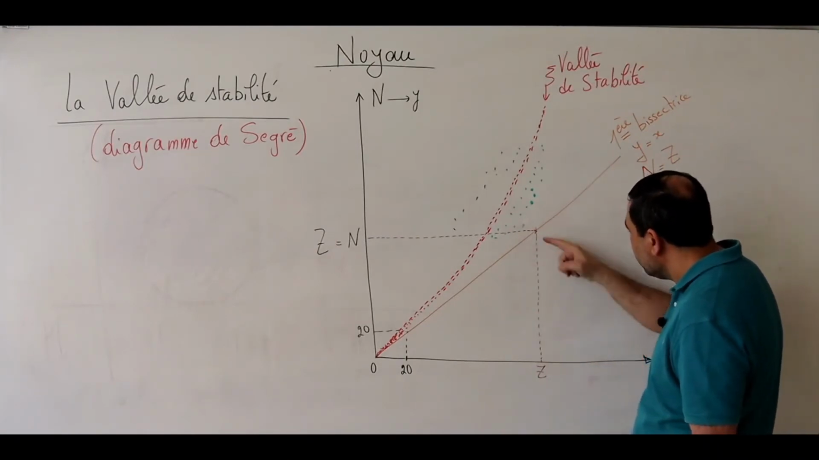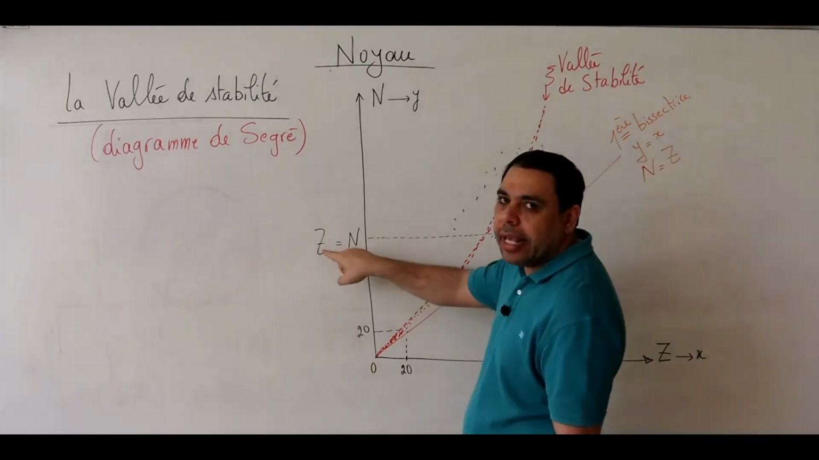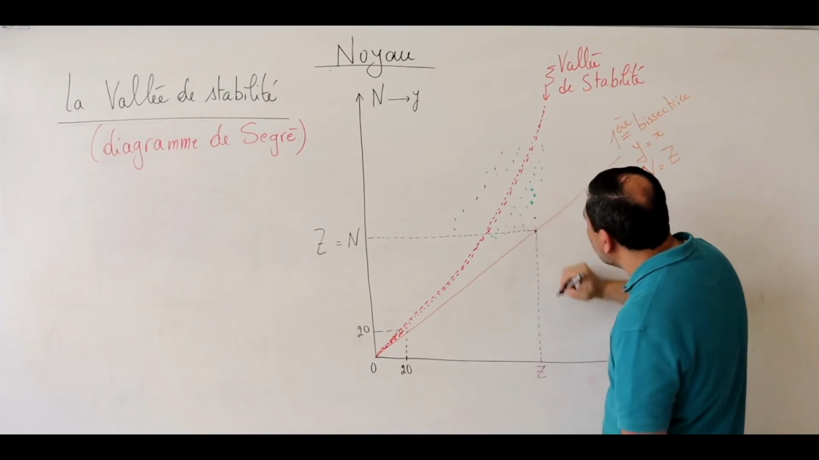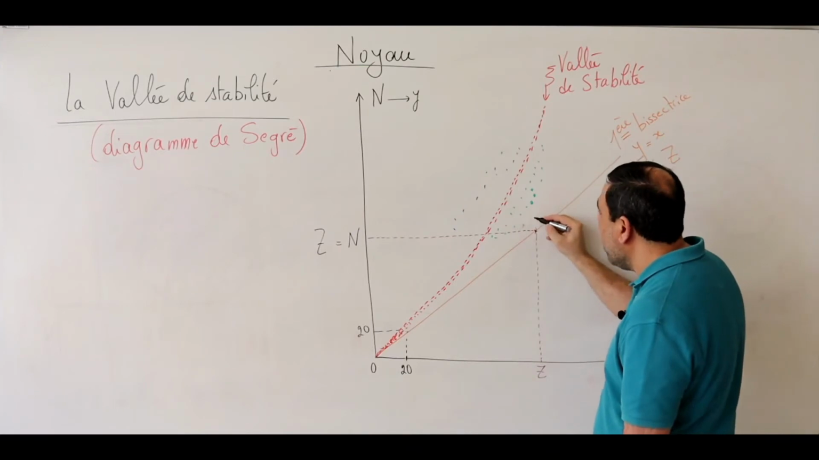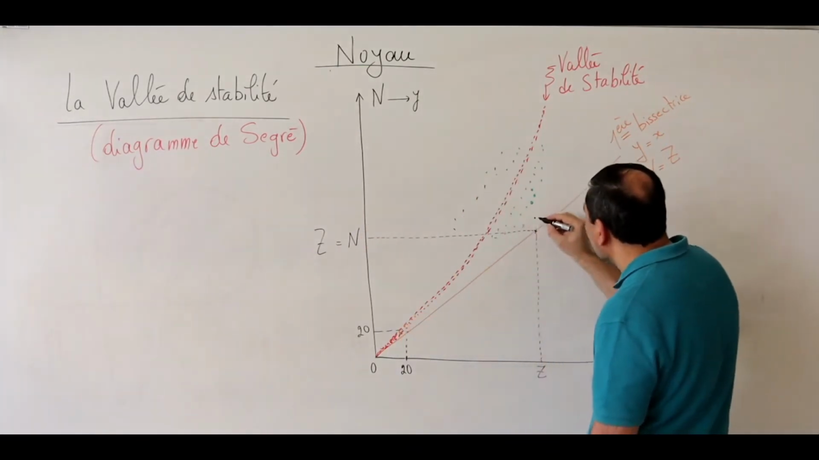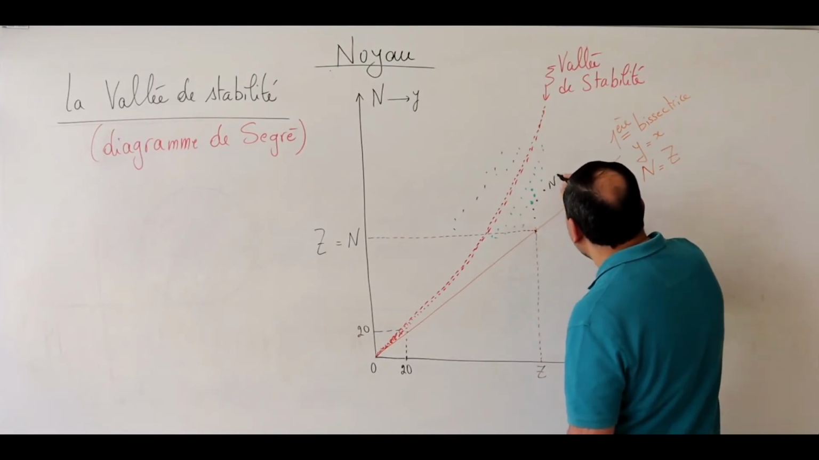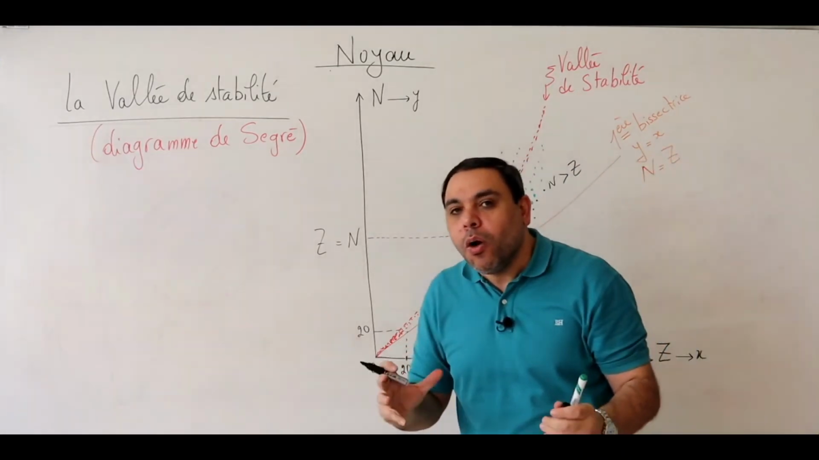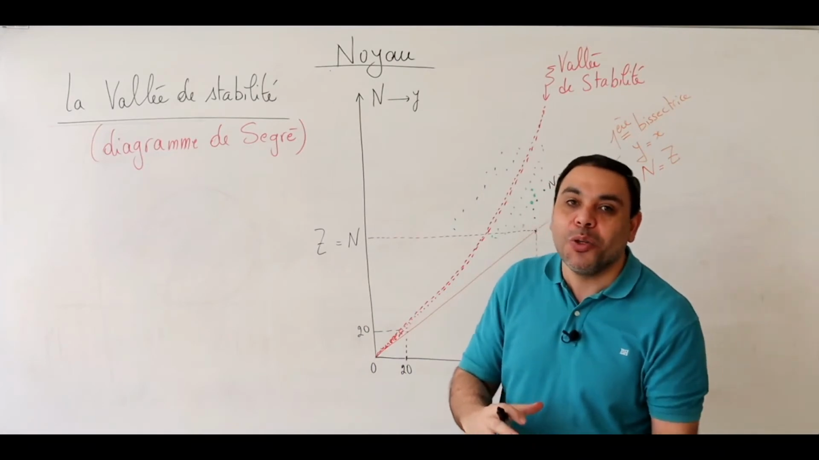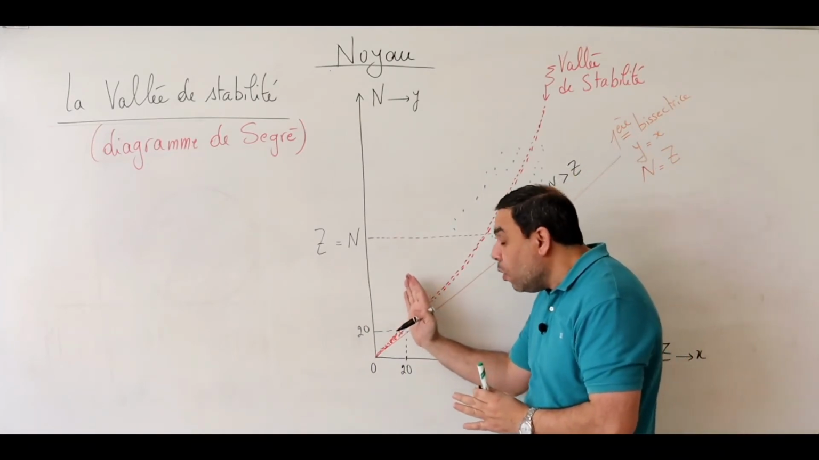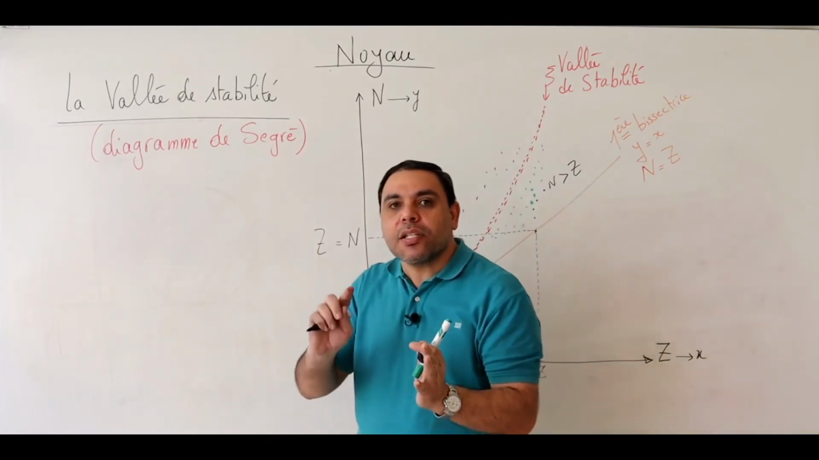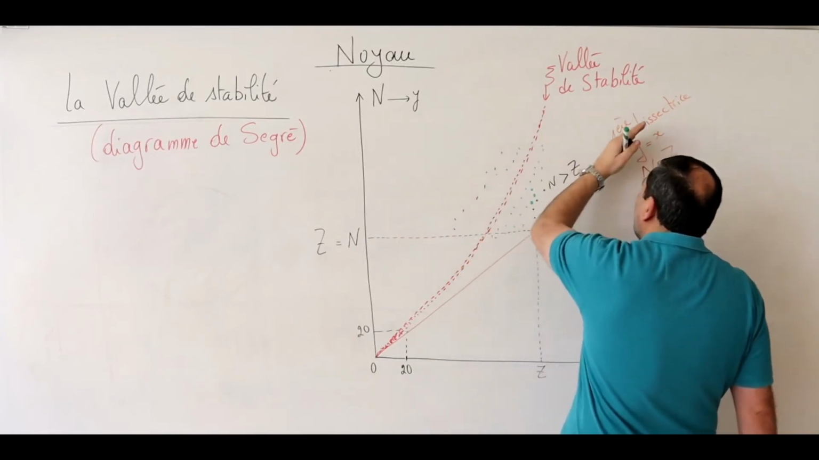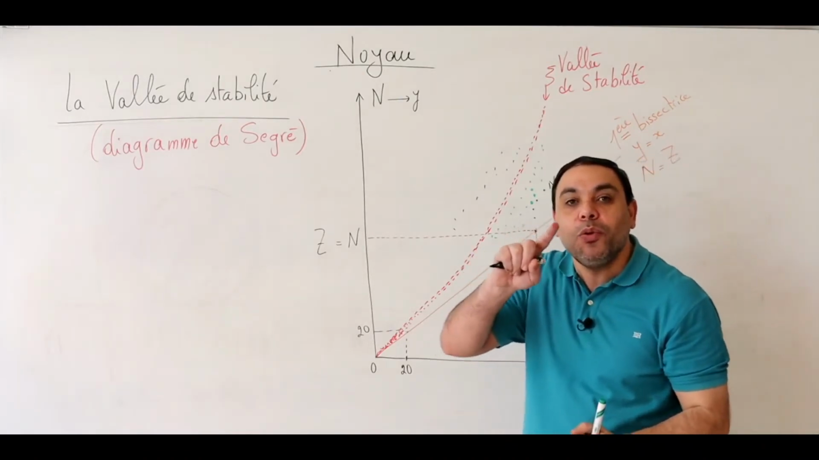If we take a point on this first bisector of abscissa Z and ordinate N equals Z, a point above this point has the same Z but has a number of neutrons greater than N. For these points, N greater than Z. On this side, N greater than Z. Hence, all the nuclei have more neutrons than protons. But when Z is less than 20, N and Z are equal or very close to each other. Since all the nuclei are found in this part above the first bisector, these nuclei have more neutrons than protons.